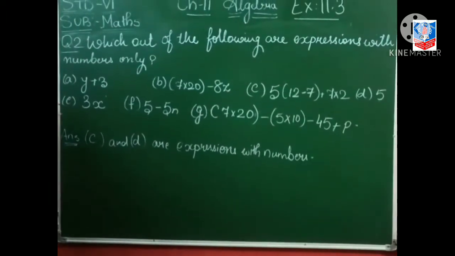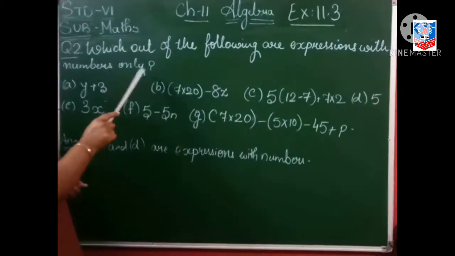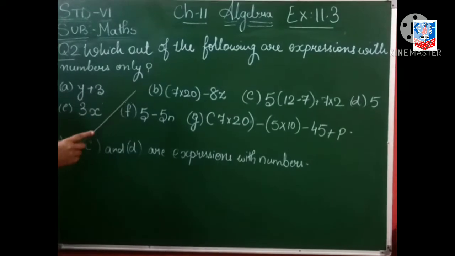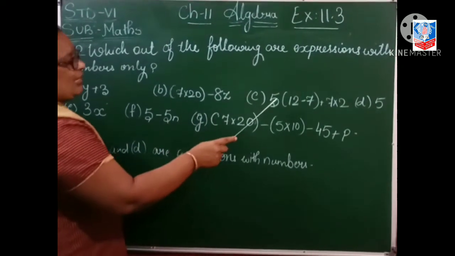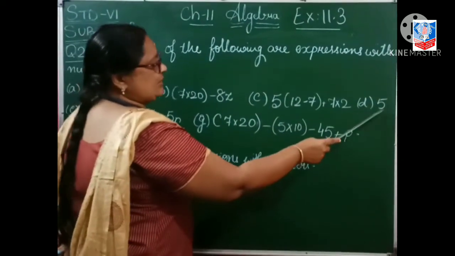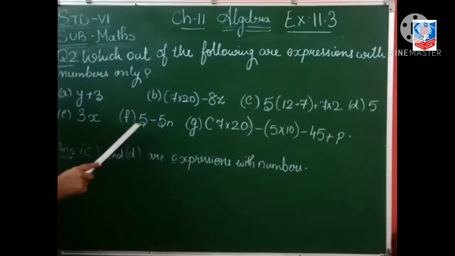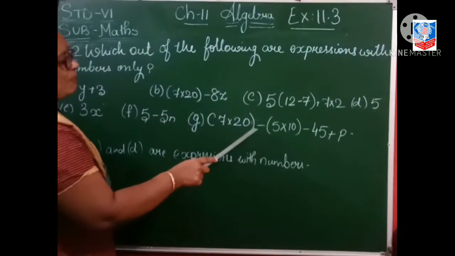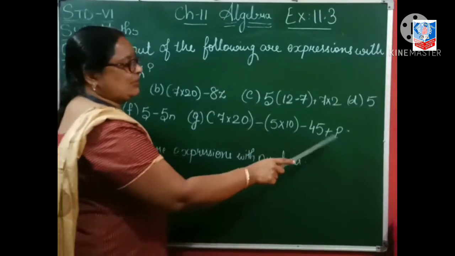Question number 2. Which out of the following are expressions with numbers only? A, y plus 3. B, 7 into 20 minus 8z. C, 5 into (12 minus 7) plus 7 into 2. D, 5. E, 3x. F, 5 minus 5n. G, (7 into 20) minus (5 into 10) minus 45 plus p.